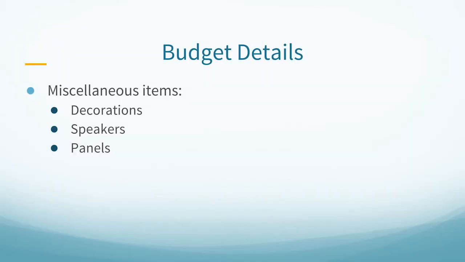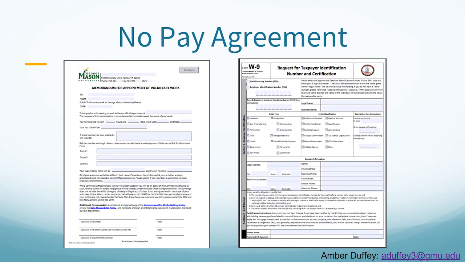The next item to determine is what are the miscellaneous details of your event. These can be decorations, or if you have a speaker or panel coming to the event, and any of the other items. Remember, if a speaker is not getting paid, every person needs to fill out the no pay agreement and turn it in to Amber Duffy in student involvement. Her email is aduffy3@gmu.edu.